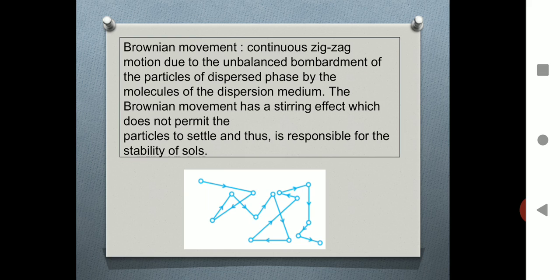Another important property of colloids is Brownian movement. It is the continuous random zigzag motion by which the colloidal particles are moving in the dispersion medium, and while they move in this zigzag fashion, they keep on continuously bombarding with the particles of the dispersion medium. This results in a stirring effect and does not allow the particles of the dispersed phase to settle down under the force of gravity. This property is responsible for the stability of the colloidal sols.